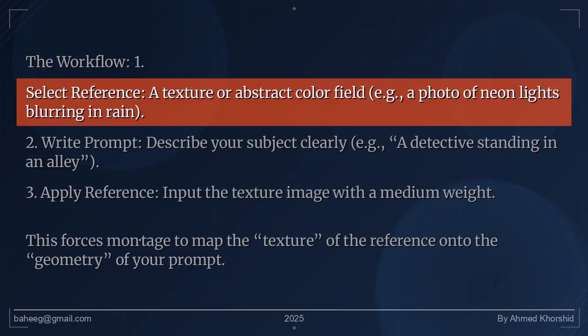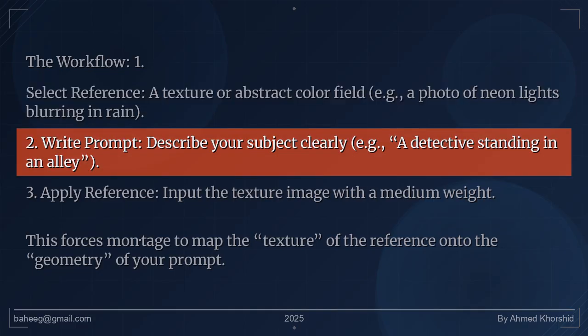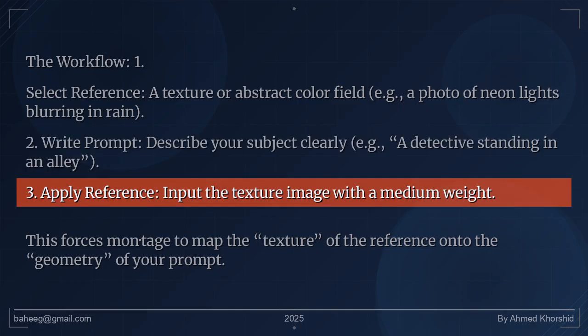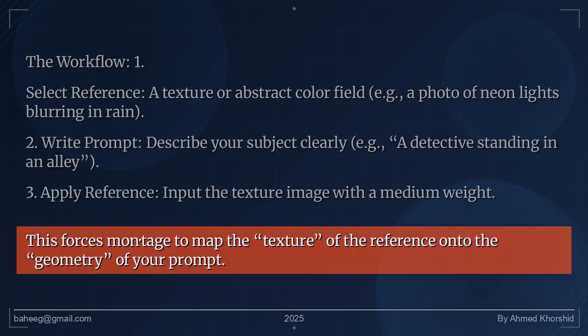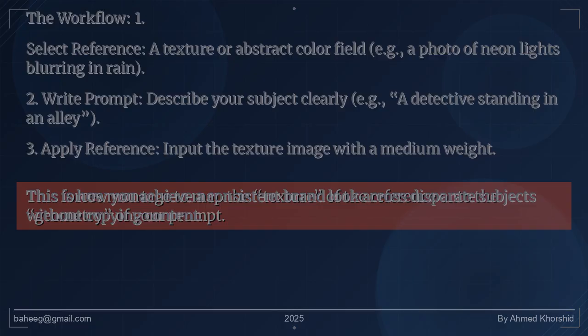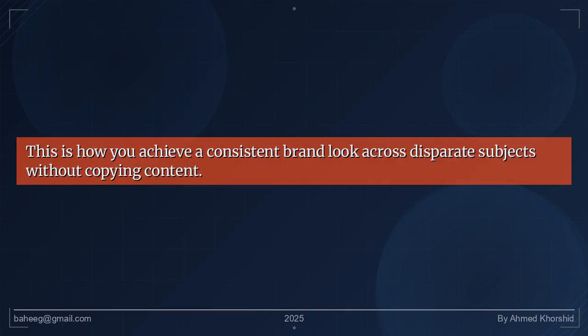1. Select reference, a texture or abstract color field, e.g., a photo of neon lights blurring in rain. 2. Write prompt. Describe your subject clearly, e.g., a detective standing in an alley. 3. Apply reference. Input the texture image with a medium weight. This forces Midjourney to map the texture of the reference onto the geometry of your prompt. This is how you achieve a consistent brand look across disparate subjects without copying content.